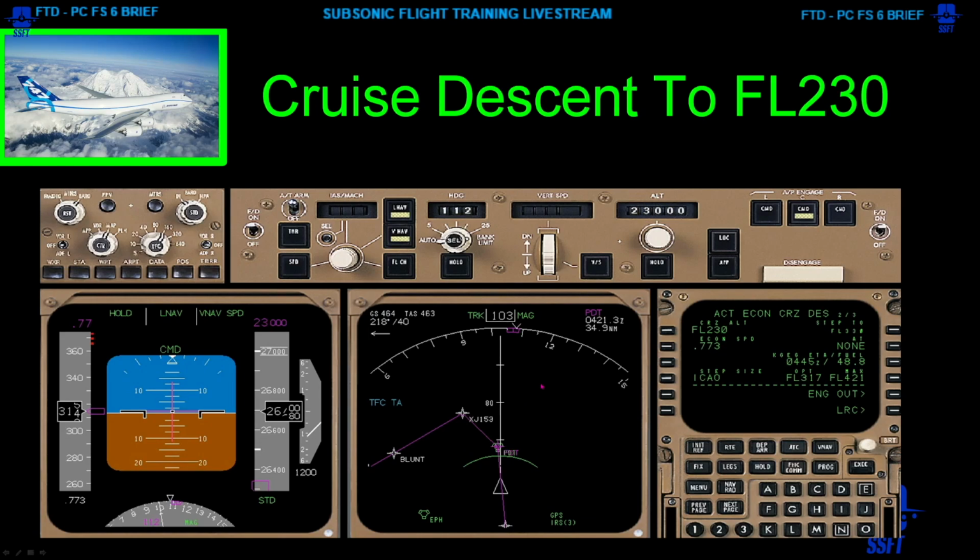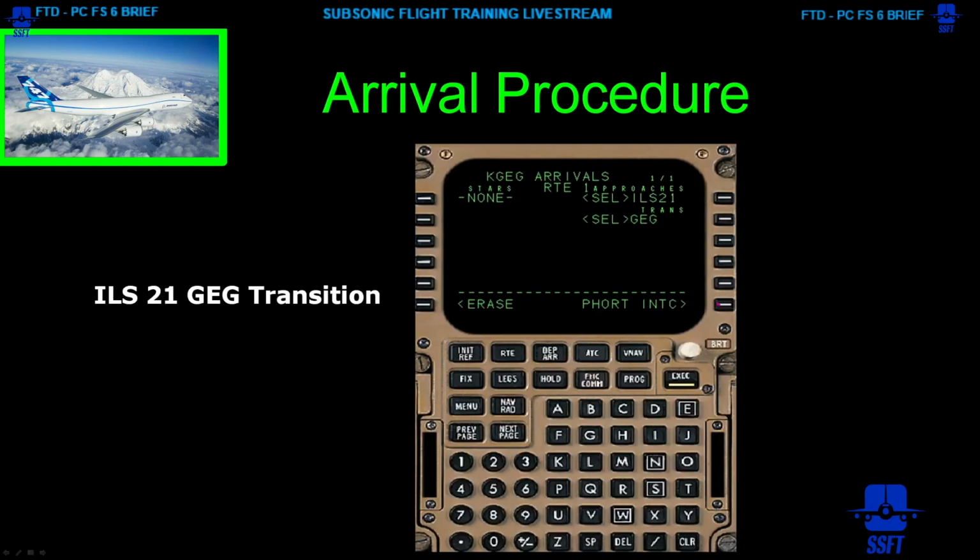Then we're going to do a cruise descent to flight level 230. So again, that's the same thing. Just spin the window down. 250 would be in here. Push it. It'll go to 230, and the title of the page will change to Active Econ Cruise Descent. And it'll descend at your cruise airspeed to your new cruise altitude, which is 23,000. Then we're going to be cleared for the ILS 21 with the Spokane transition.